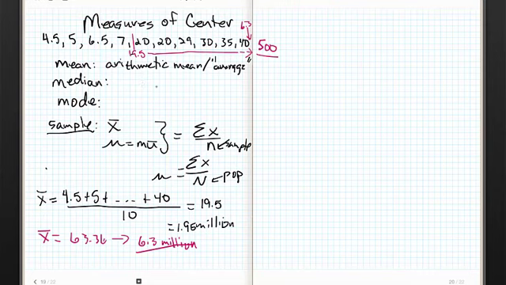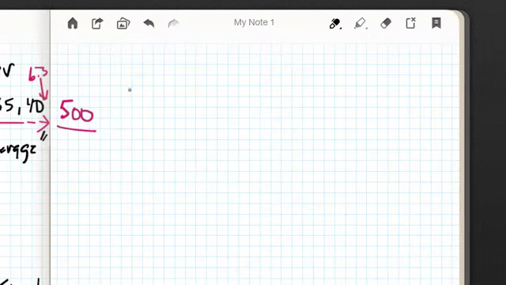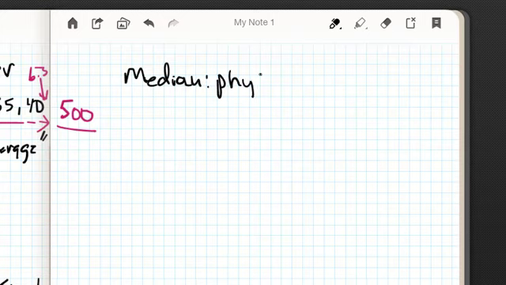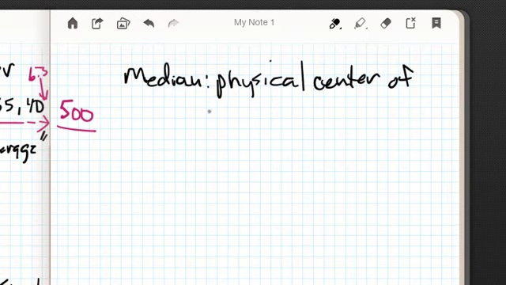So what we do with this, in the case of a measure of center that we want to be more accurate if we have this outlier value, is we use the median. Okay, so the median really is the physical center of the data. Physical center of the data.